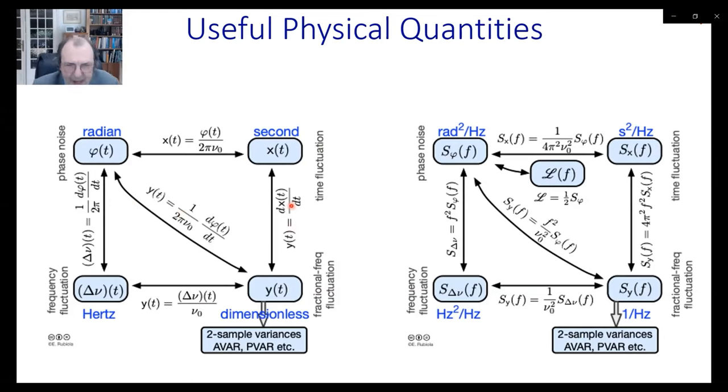Now, when it comes to spectra, we have the same quantities, the power spectral density of phi, power spectral density of x, y, and delta nu. And the units are radian squared per Hertz instead of radian, seconds squared per Hertz instead of seconds, and so on. Keep in mind this spectrum of y, because this is the gate to the two-sample variances, Allan and so on.